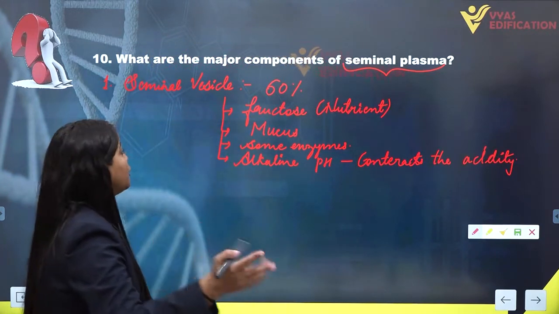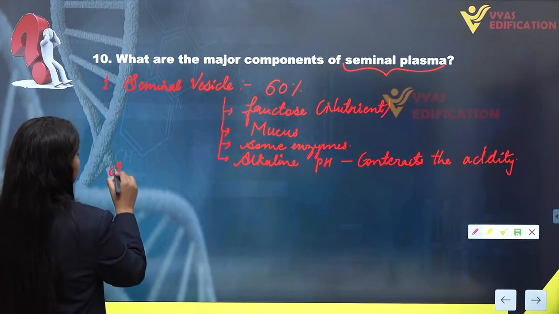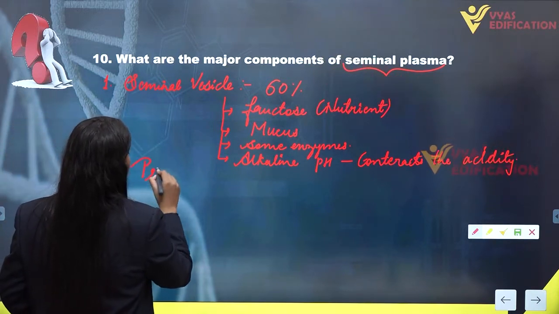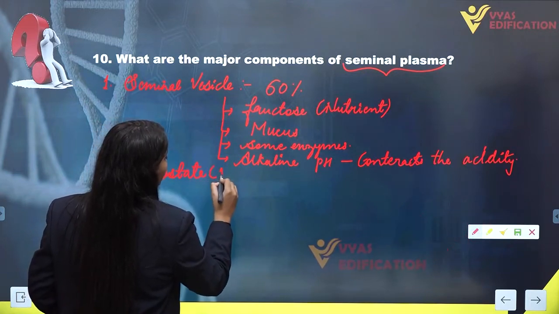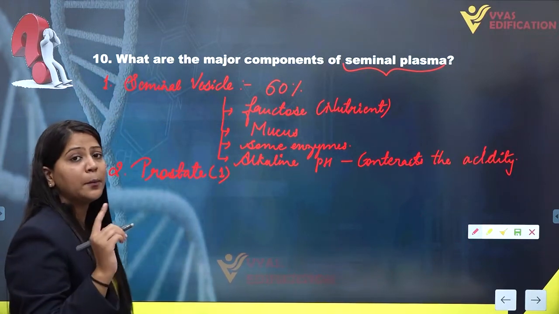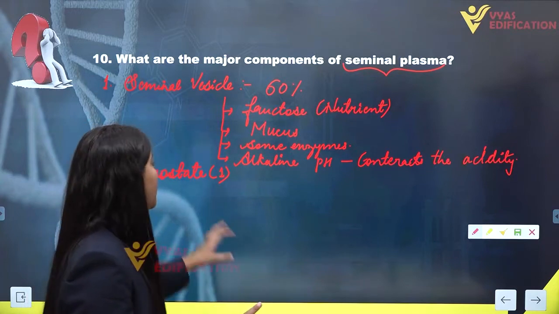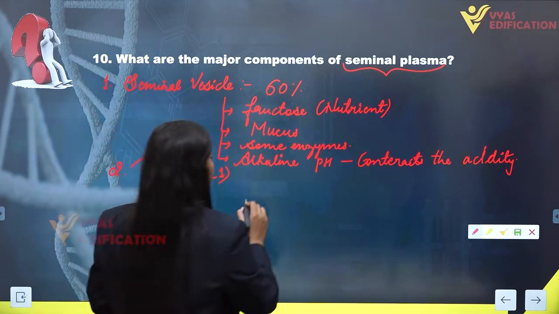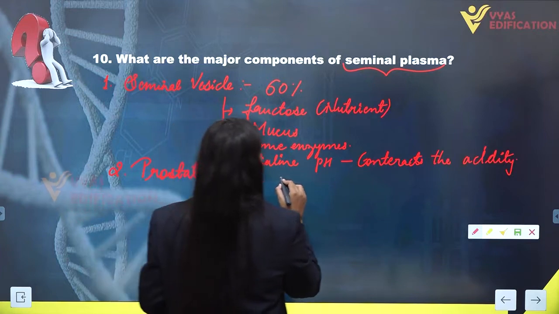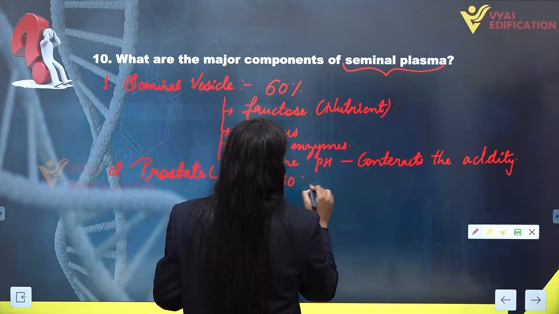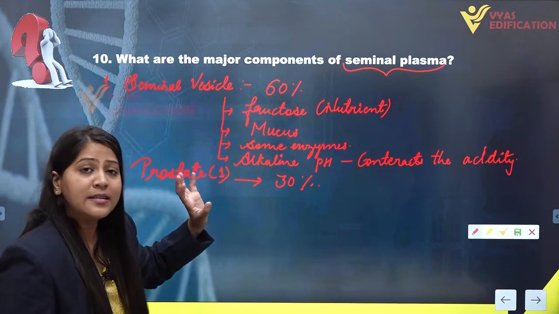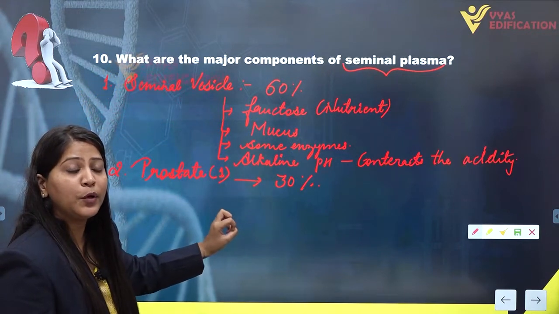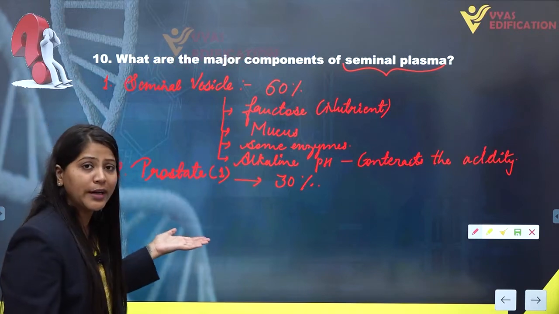Next gland, number 2 gland we have is prostate gland. Prostate gland is actually 1 in number. This is not a paired structure, this is 1 in number, prostate gland. The prostate gland contributes about 30% of the seminal plasma. 30% of the seminal plasma is actually contributed by the mixture coming from the prostate gland.